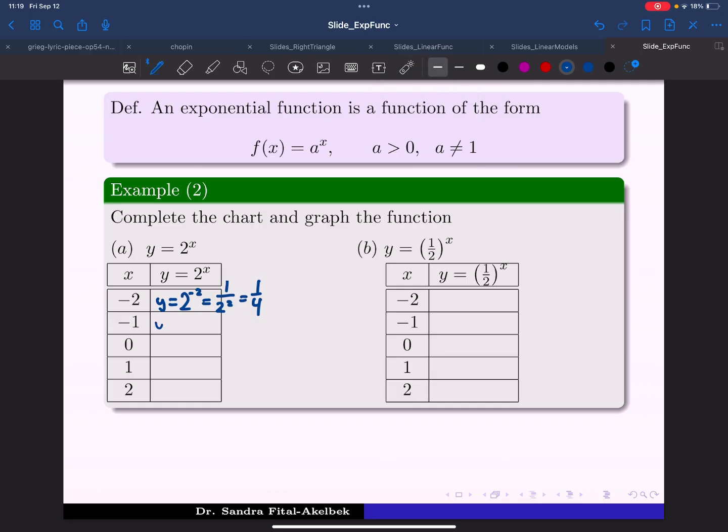So we have y is equal to 2 to the -1. In that case it would be 1 over 2. Now we have y is equal to 2 to the 0. 2 to the 0 is 1. Then we have y is equal to 2 to the power 1. 2 to the power 1 is 2. And then y is equal to 2 to the power 2, which is 4.